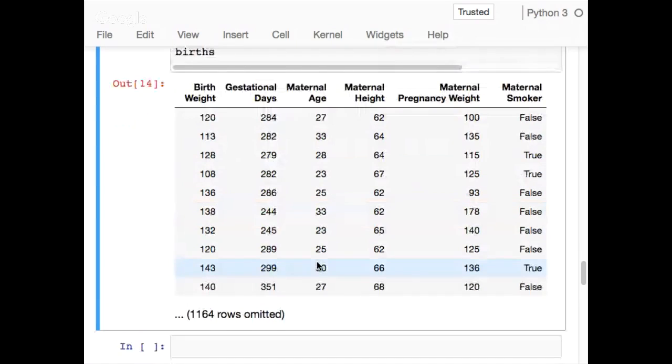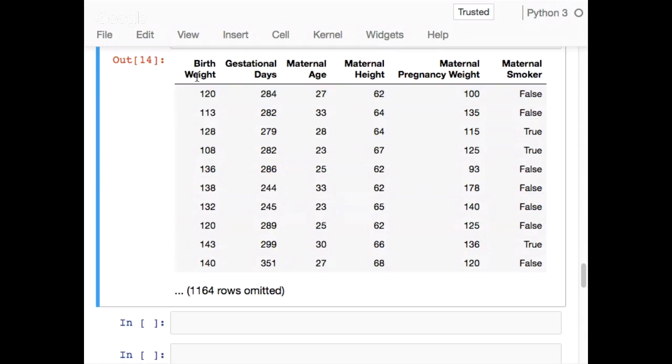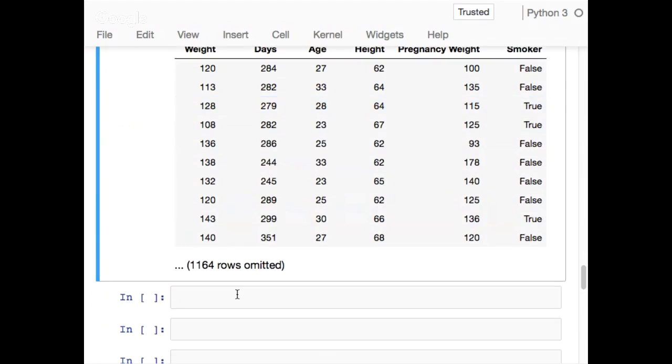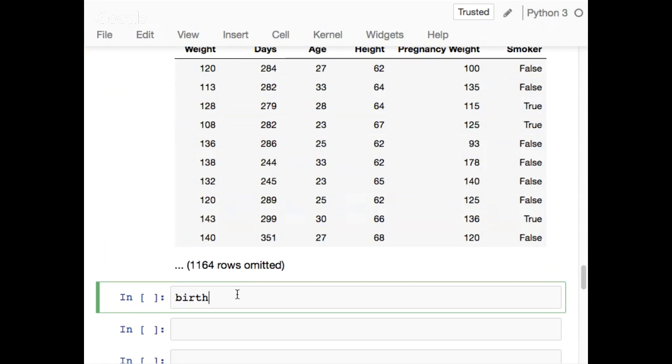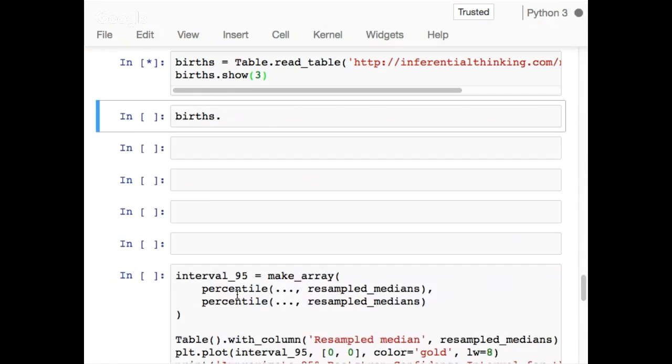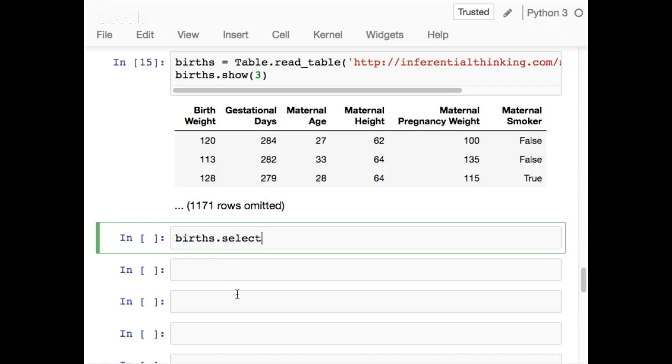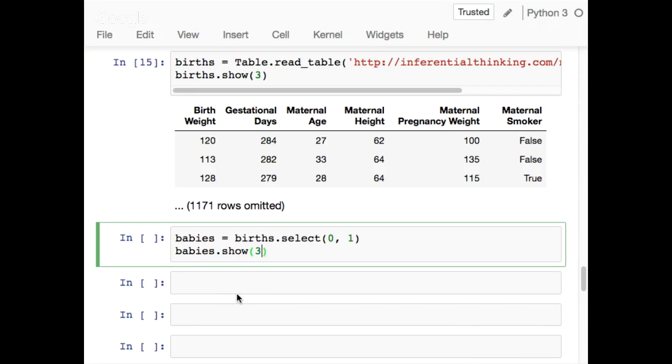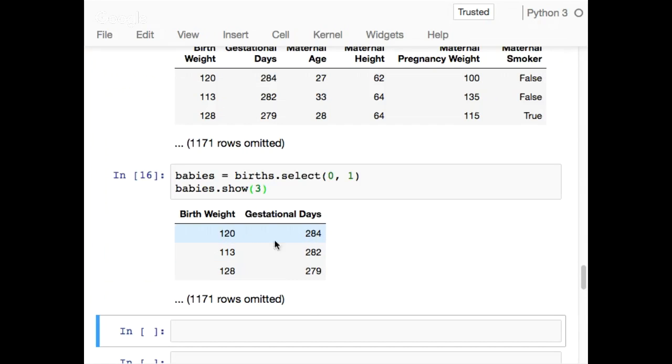What I want to look at is, so here we have birth weight, and here we have the gestational days, how long the baby was in the womb. We can look at the ratio of weight to gestational days and try to see whether anything interesting is happening there. So let me take my babies, births, birth.show 3. Select out that birth weight and gestational days. Here's my babies table. I just had a birth weight, gestational days.